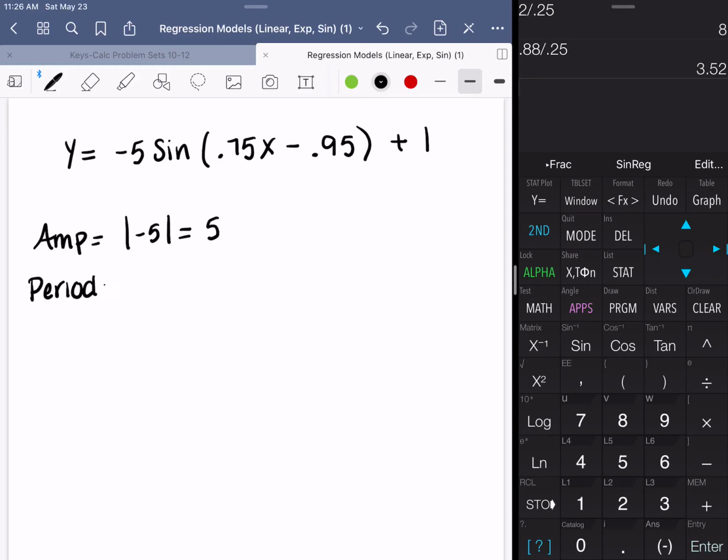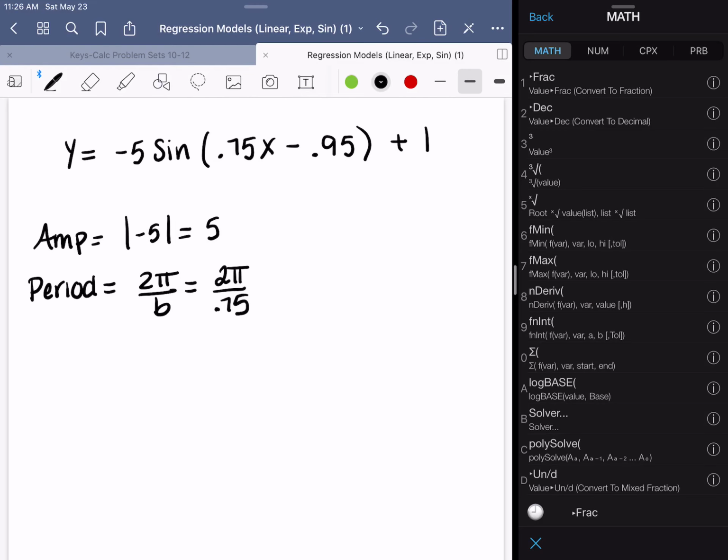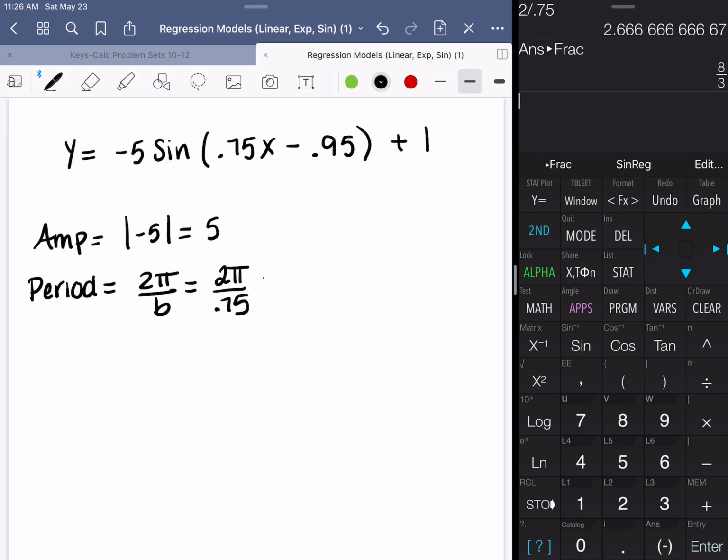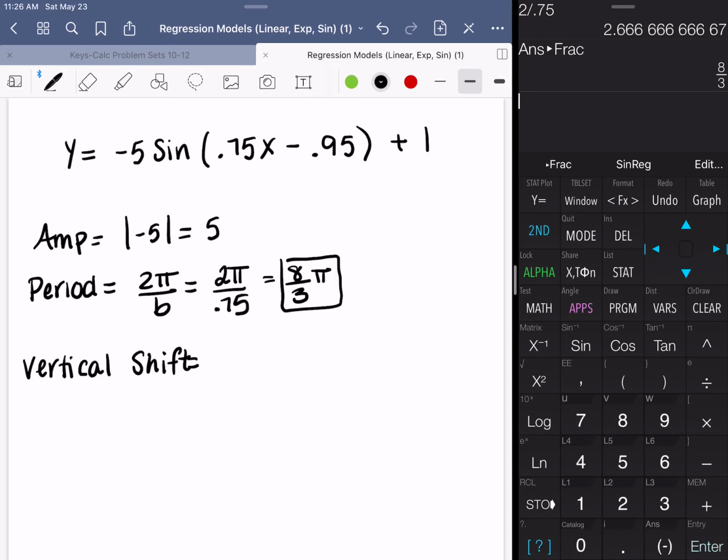My period is found by taking 2 pi over b, where b is the number of cycles and b is the number in front of x, so the 0.75. So 2 pi divided by 0.75. So I'm going to go back to my calculator and divide 2 by 0.75. And I get approximately 2.66, but I'm going to make it a fraction, and I get approximately 8/3. It's my period. My vertical shift is found when I look at the number all the way at the end, which is +1. So that means we're going to go up 1.